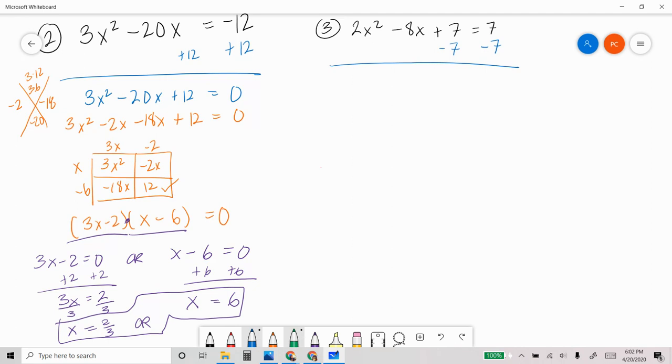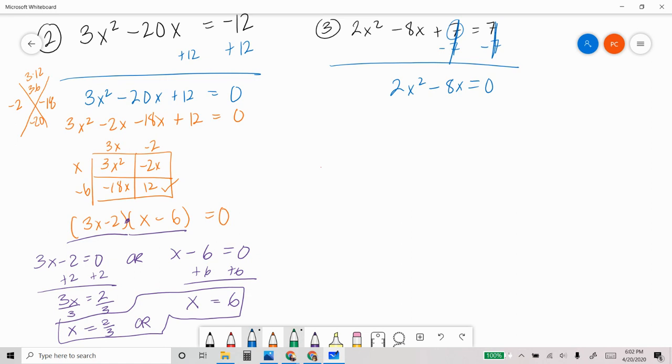The difference is when I subtract 7 from both sides, there's actually a c term I can subtract it from. 7 minus 7 is 0. Here, 7 minus 7 is 0. So I'm left with 2x squared minus 8x. Well, this isn't factored, and I'm supposed to put it in factored form. It's not a trinomial, so I can't use the x method.